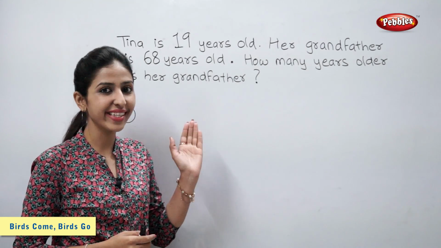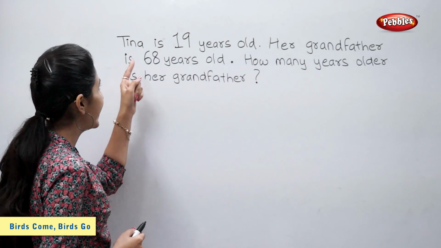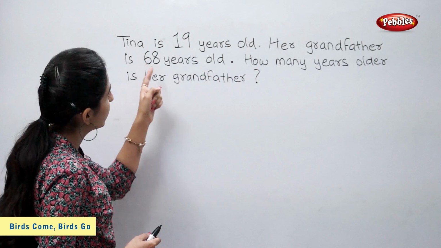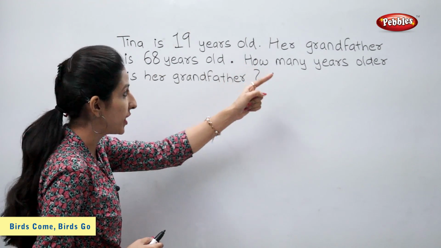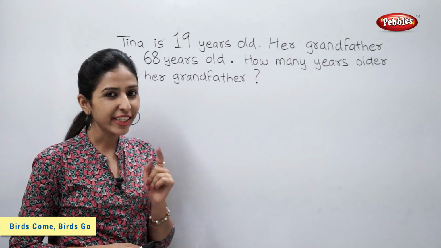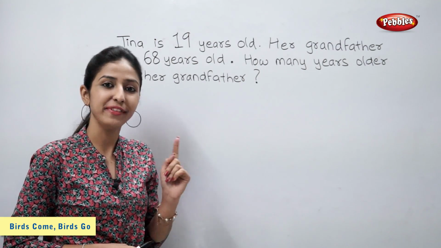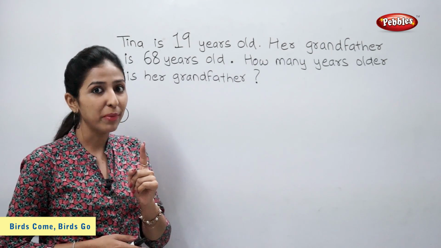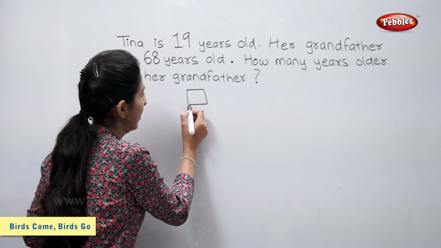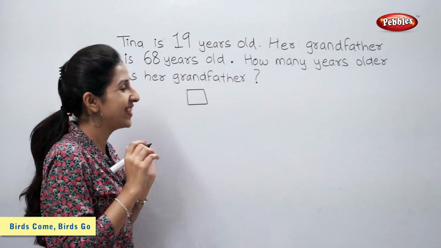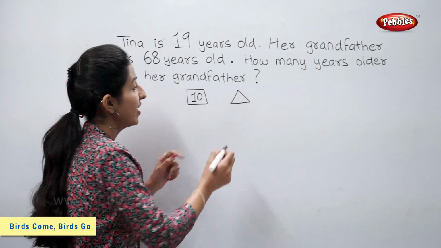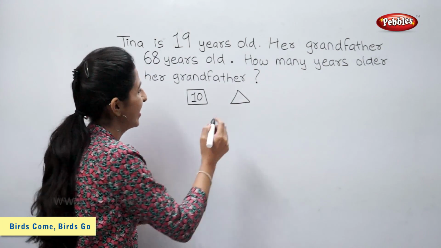Let us solve this example. Tina is 19 years old. Her grandfather is 68 years old. How many years older is her grandfather? Students, let's solve this example using the method of tens and ones. Remember students, we will use a square for tens, a triangle for ones.